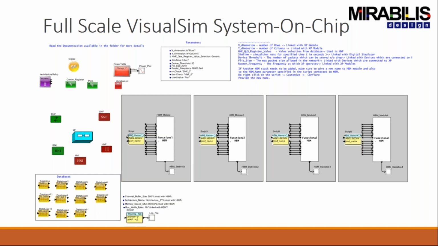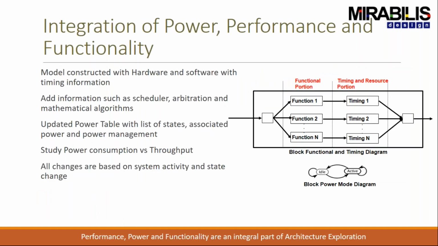So what we have in Visual Sim is an integration of power, performance, and functionality all together. When we model a system, we want to get it as close as possible to a real system. That is the main motivation behind this. The power table that we are using is built to such an accurate level that it is basically done using a state diagram. So that is also incorporated into the design.